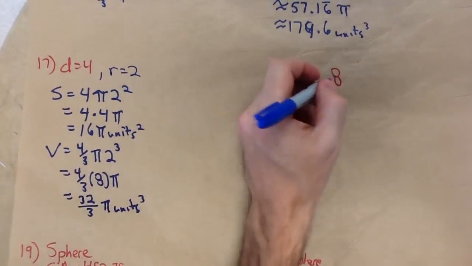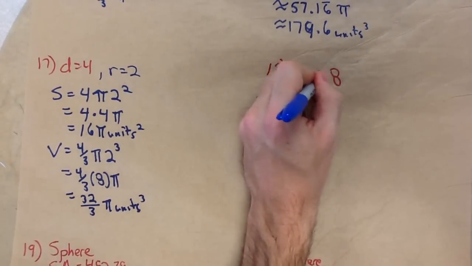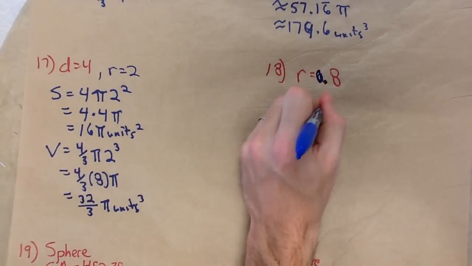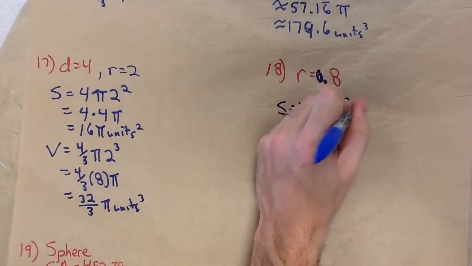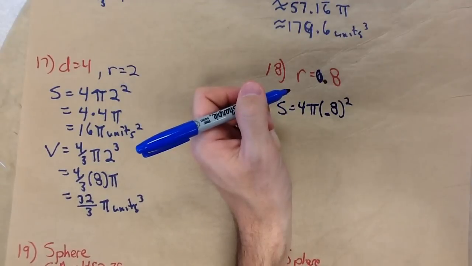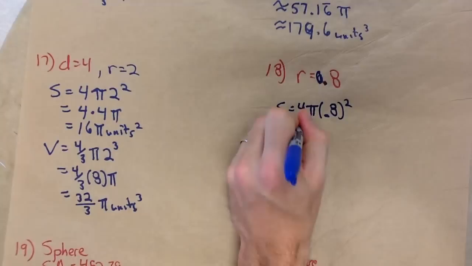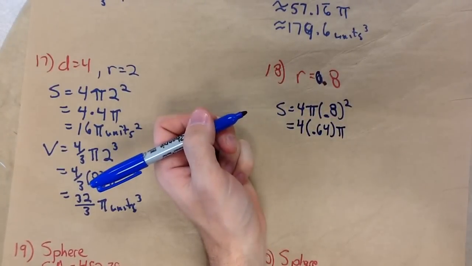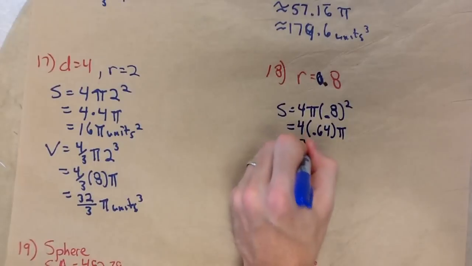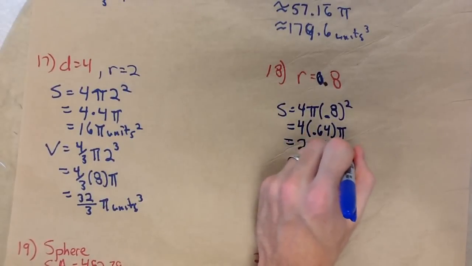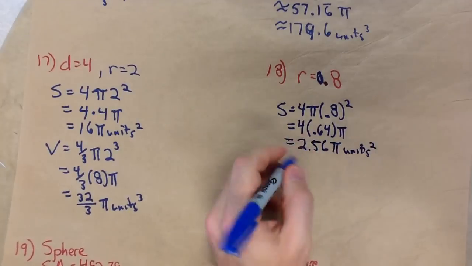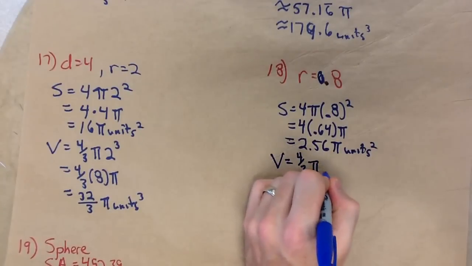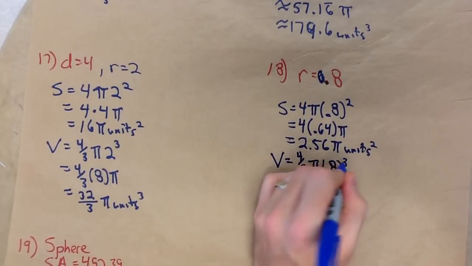Number 18, our last one, our radius is 0.8. So our surface area is 4 pi times 0.8 squared. 0.8 squared is 0.64. Multiply that by 4, and I get 2.56 pi units squared. Volume is 4/3 pi times 0.8 cubed.